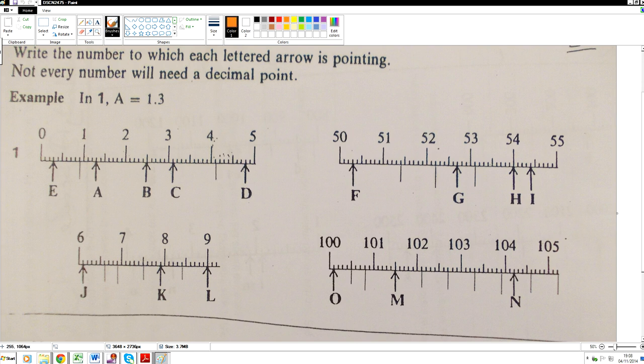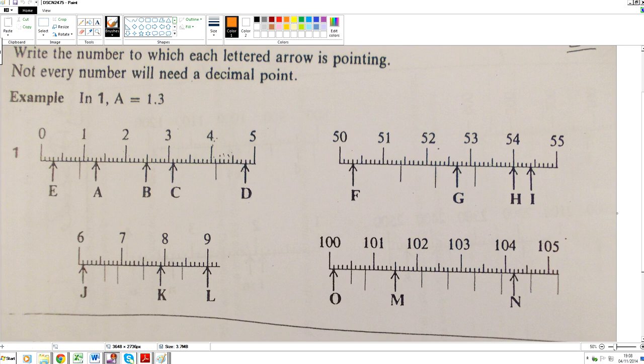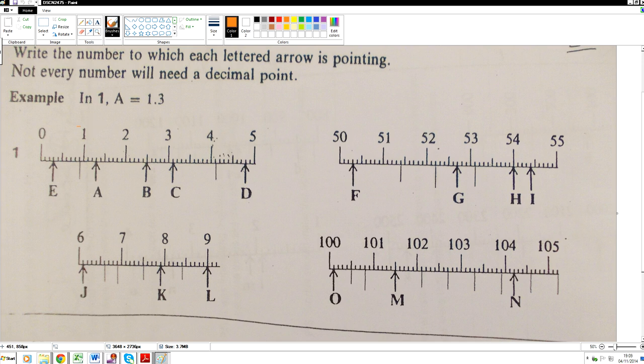Now, let's have a look at the question. If you want to work out what each little line here stands for, we need to work out what the scale is. This is what we do. We look at two numbers. For example, if you wanted to grab the 1 and the 2, two numbers next to each other, the main numbers, the big ones. How do we get from 1 to 2? We add 1, because the big numbers on the big lines are going up in ones.